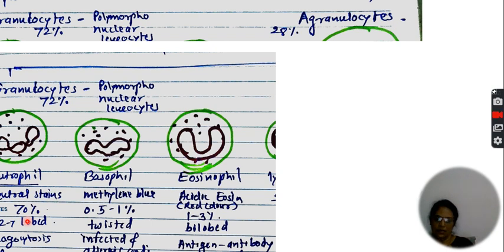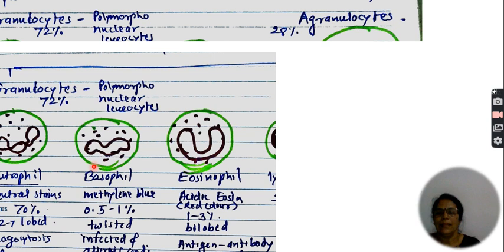Generally, neutrophils are about 70%. Neutrophils are present in the plasma, and they are 2 to 7 lobed. The function of the neutrophil is phagocytosis and pus cell formation. Phagocytosis means to engulf the microorganisms.